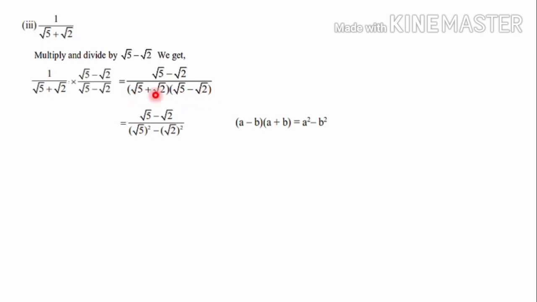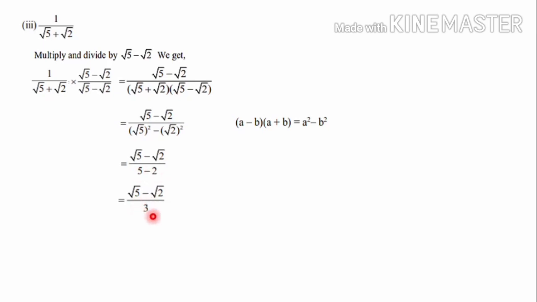(a plus b) into (a minus b) is a square minus b square. Here a is root 5, b is root 2. So a square is root 5 square, minus b square. B square is root 2 square. That is root 5 minus root 2 divided by root 5 square, which is 5, minus root 2 square, which is 2. That is equal to root 5 minus root 2 divided by 5 minus 2, which is 3.